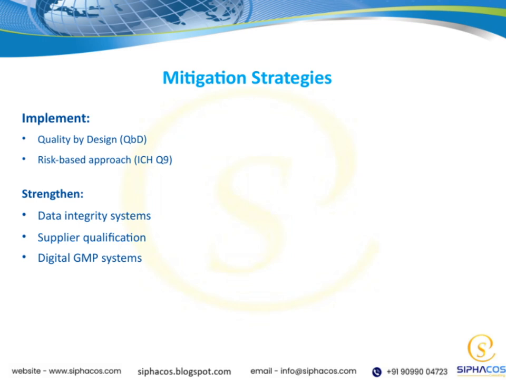Finally, digital GMP systems are increasingly important. Implementing robust digital tools enhances traceability, reduces manual errors, and streamlines compliance efforts across our manufacturing processes. Together, these strategies form a comprehensive approach to mitigating risks and maintaining the highest quality standards in our operations.